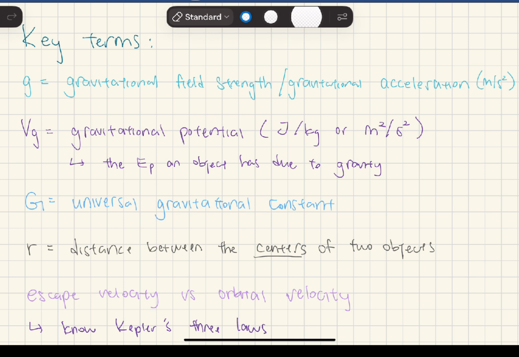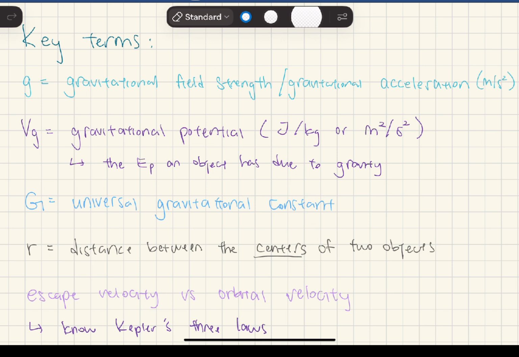I'm not going to explain in depth what all of them are, but you should be able to recognize if a question's asking for them, because obviously the question won't just give you all the letters that you're going to use. So first, gravitational field strength or gravitational acceleration both indicate g in meters per second squared. As we know, this is 9.8 on Earth, but once you leave Earth, that changes. Vg is gravitational potential, which is in joules per kg or meters squared per second squared, and it has a formal definition of work done per unit mass to move a point mass from infinity to a specific point.